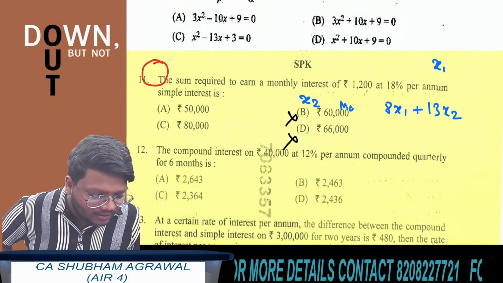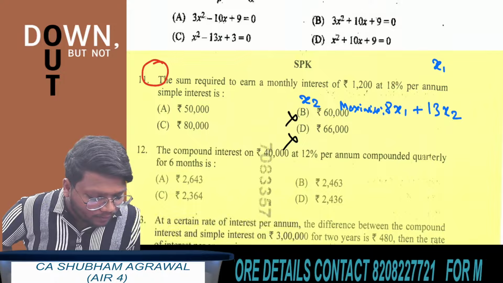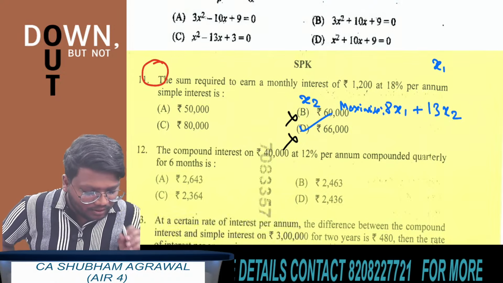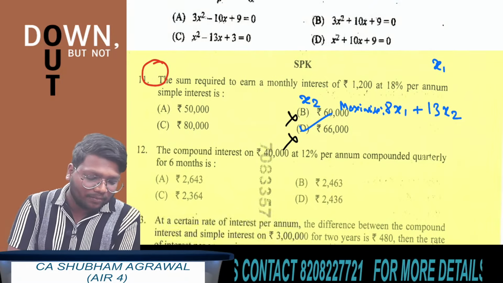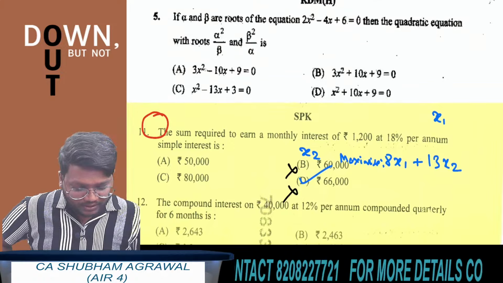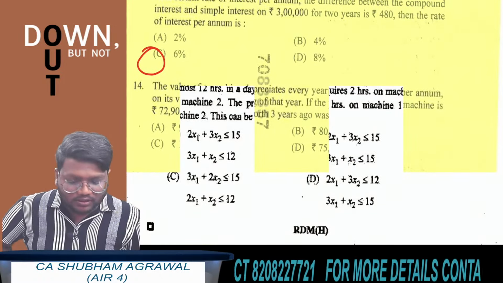We have to maximize this profit. Which option is correct? Option B is the correct answer. We have to maximize the profit 8x1 plus 13x2. Option B is the correct answer. Now solve this question number 8.